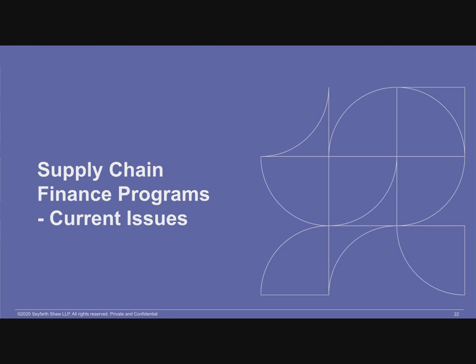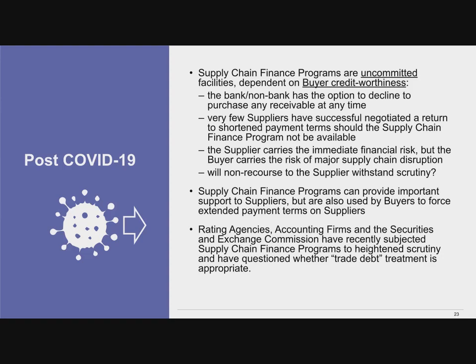So, moving on to current issues. By no means an exhaustive list, but issues that, some of them anyway, have been floating around now for a few months. Some of them are very recent issues. Standing back and looking at what these programs are, they are uncommitted facilities and they're very much dependent on buyer creditworthiness. If a platform provider decides that they are no longer happy with a particular buyer's creditworthiness, then they will always have the option to stop purchasing invoices from suppliers.